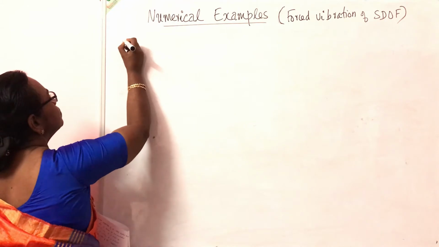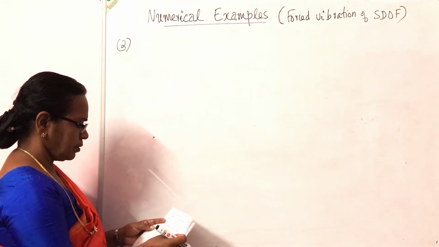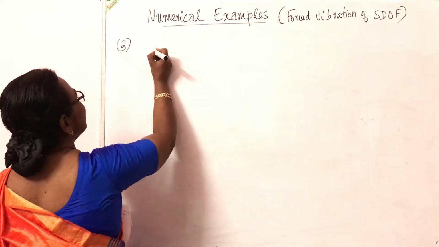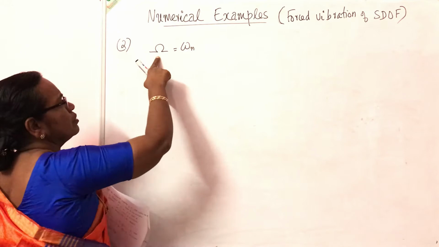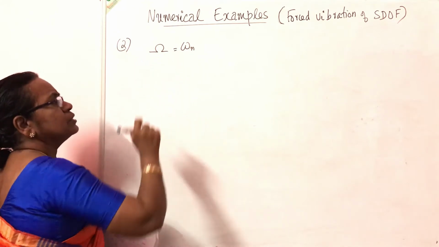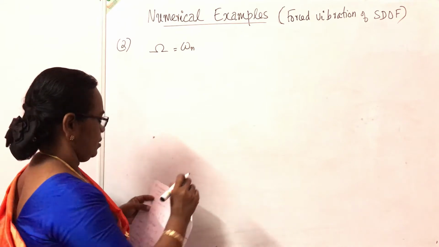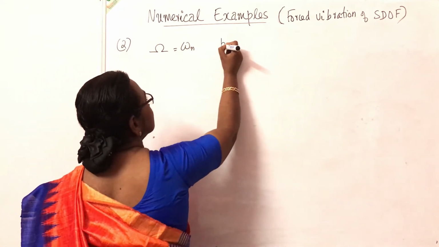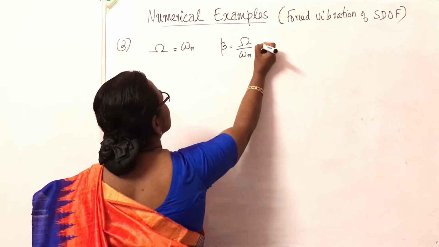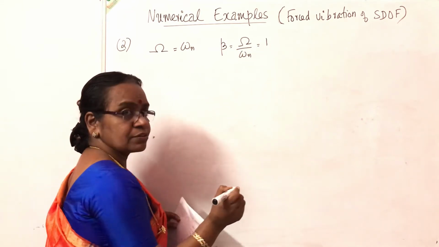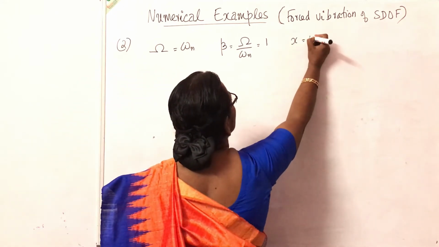Okay, question 2. Let us see what are the data given to us. In case 1, capital omega is equal to omega n, that is, the natural frequency of the system is equal to the excitation frequency. What is the frequency ratio? The frequency ratio is capital omega by omega n. So in this case it will become 1. That is corresponding to resonance condition. We are given the amplitude is 5 millimeter.